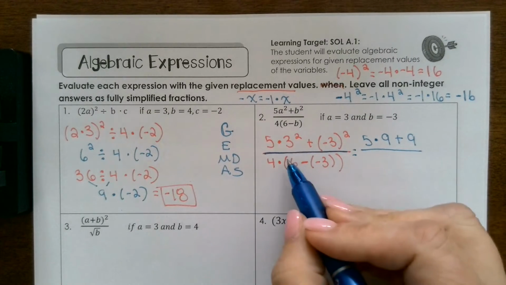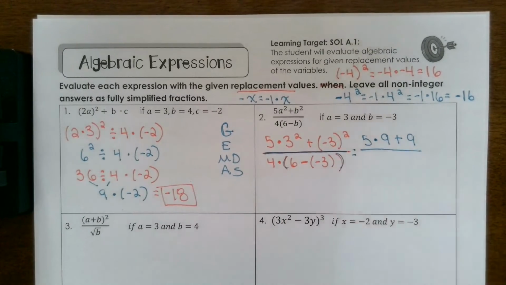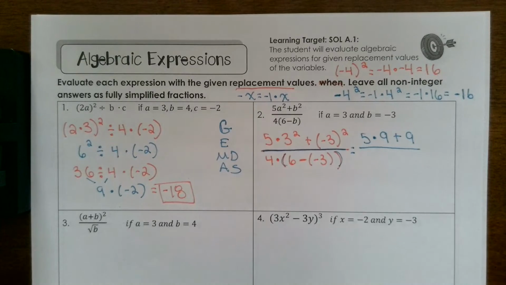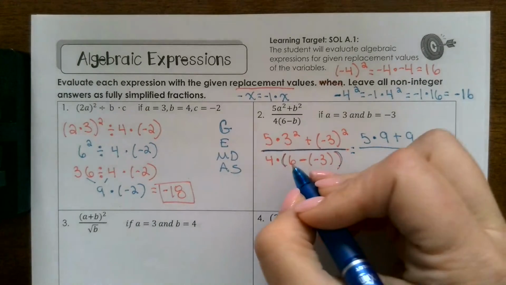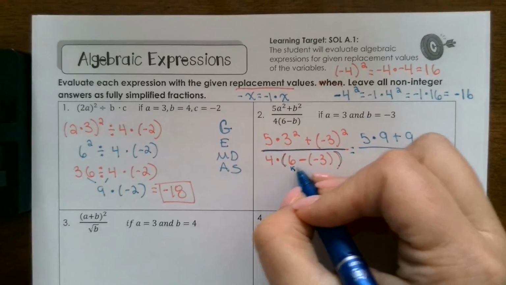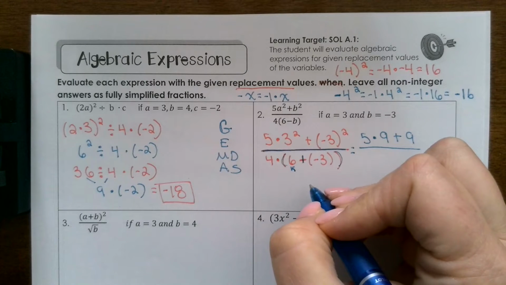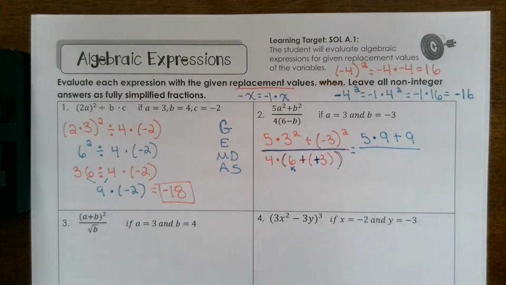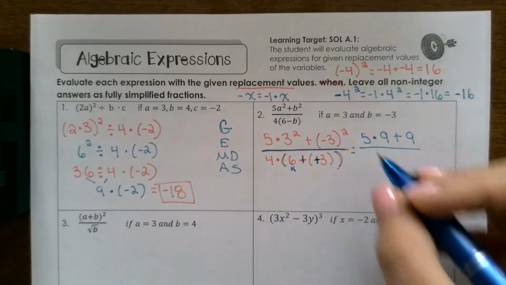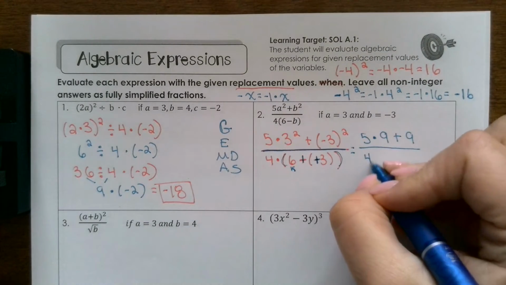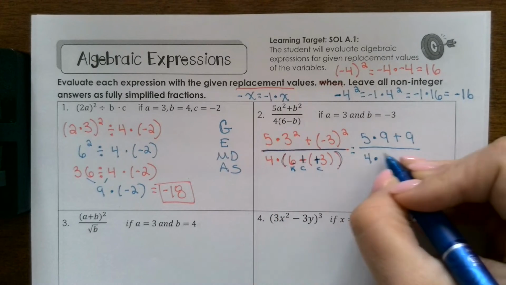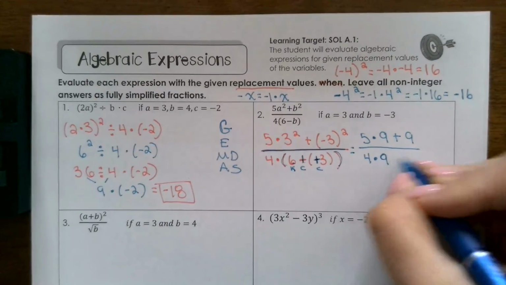In the denominator, I have 6 minus 3 in parentheses. You may remember the idea of keep, change, or adding the opposite. So you keep the 6, you change the subtraction to addition, and you change the negative 3 to its opposite, positive 3. So really, I still have 4 times, and I have 6, keep, change, plus 3, which is 9.